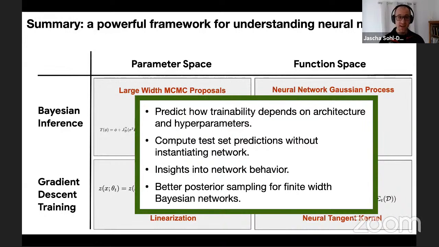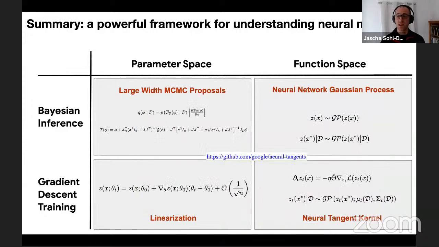It's also provided several insights into network behavior, for instance, showing that noise regularization limits trainable depth, and that batch norm induces chaos in deep networks. I didn't talk about this, but it's highlighted some connections between the role of equivariance and weight sharing in CNNs. Finally, I showed some promising but very preliminary results where we're able to use this large width limit to enable better posterior sampling of parameters for infinite width Bayesian neural networks.